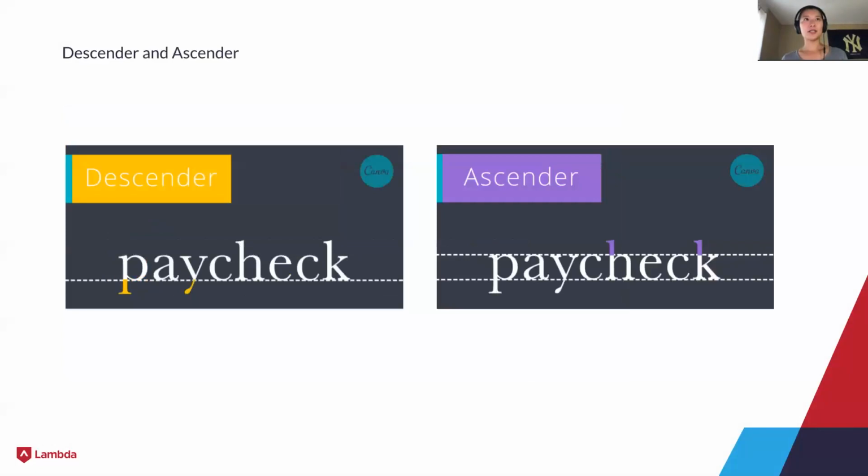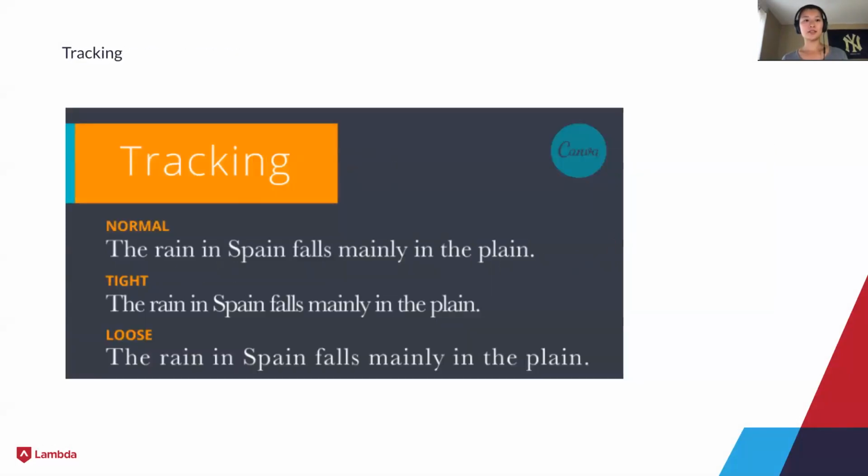Okay, so we were just at descenders, ascenders. Next we have tracking, and tracking refers to the uniform amount of spacing between characters in a complete section of text. A complete section of text would be a sentence, a line, a paragraph, a page, etc.